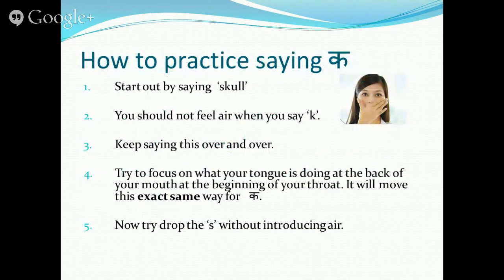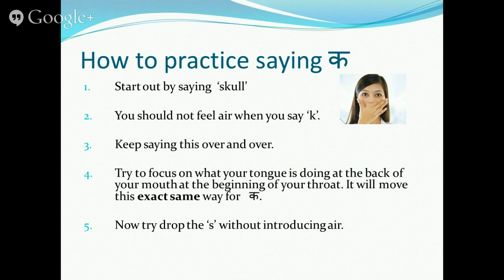All right, so how can we practice beginning to say this if you can't do it initially? One method is to start out by saying skull. When you put your hand over your mouth, you shouldn't feel any air right when you say the K in skull. If you do feel air, then you can't really use this method, so you might want to use the second method, which we'll talk about. Start saying skull over and over.